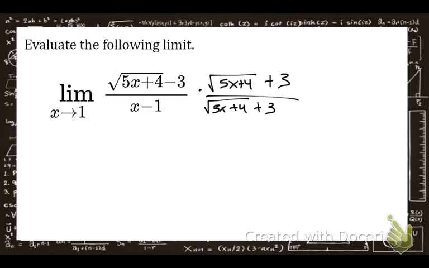So this is one method, but again, L'Hopital's rule would have worked here as well. If we plug in 1 to the numerator, we're going to get 0. If we plug in 1 to the denominator, we're going to get 0. So you could have also done this problem by using L'Hopital's rule. One way to do it is by rationalization. The other way to do it is with L'Hopital's rule.